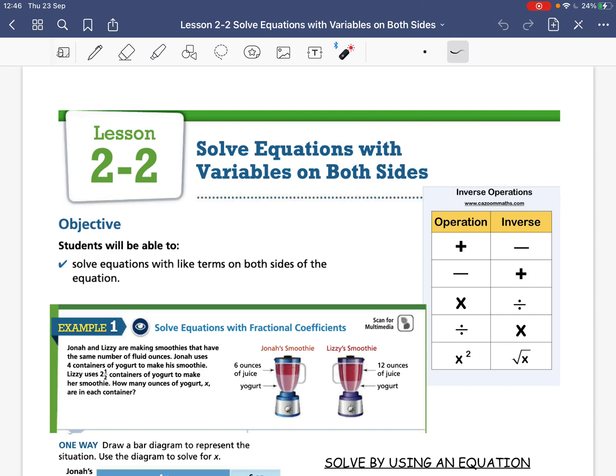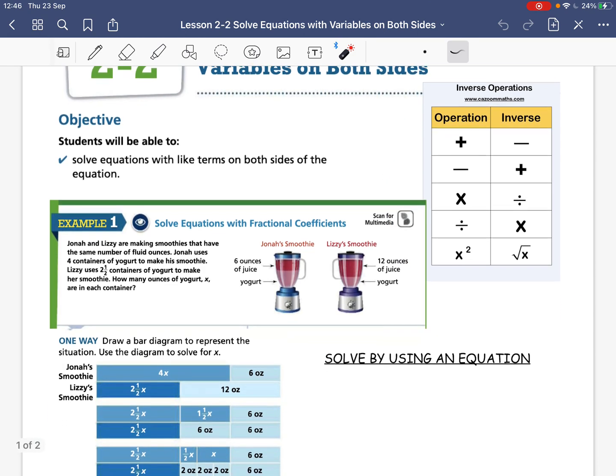Remember that our operations here, we need to remember the inverse operations, so the opposite. So the inverse operation of multiplication is division. Inverse operation of division is multiplication. Inverse operation of squaring something is taking the square root. Okay, so this is just a little summary of inverse operations.